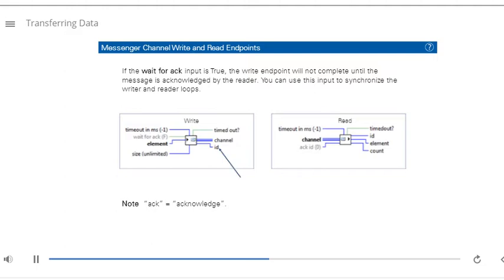The ID output is a unique message number, which can be used to wait for an acknowledgement at a later time. Note, there is no last element input or output on the endpoints of a messenger channel because you can encode this feature as a message, and, in particular, there could be multiple messages that mean stop for different reasons.